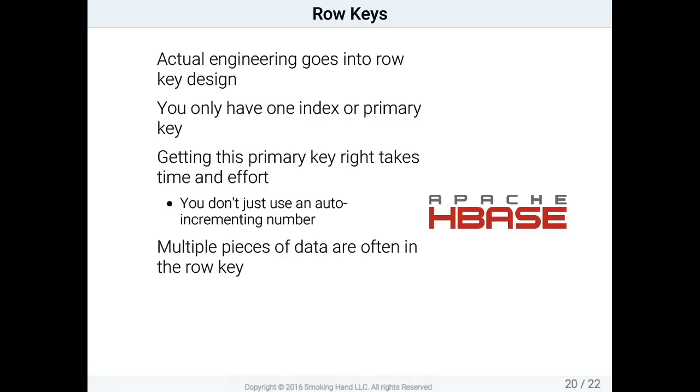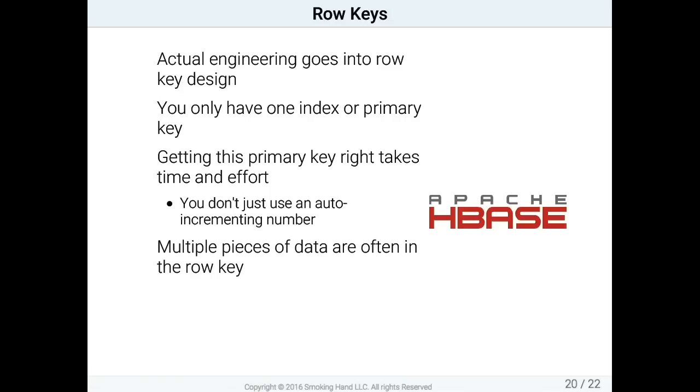So what we don't do is we don't just create an auto-incrementing number. We may use a GUID, but we're actually going to put some effort into all this. We're going to actually think about what is the right key. And one of the things that we might do is actually have multiple pieces of data within that key. That's called a composite key.